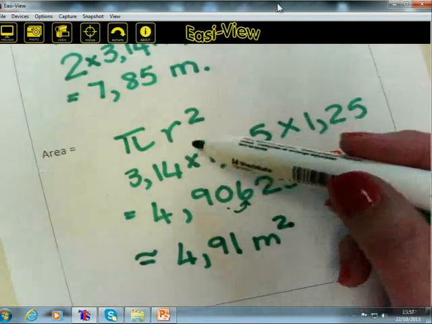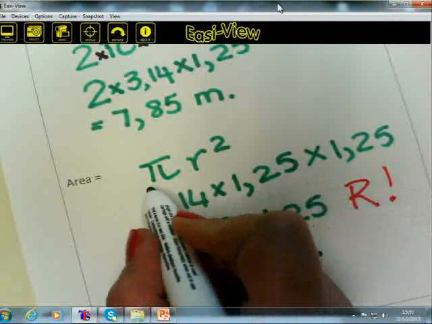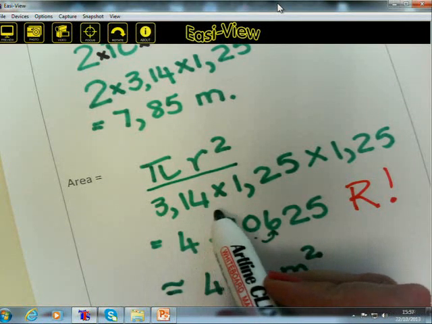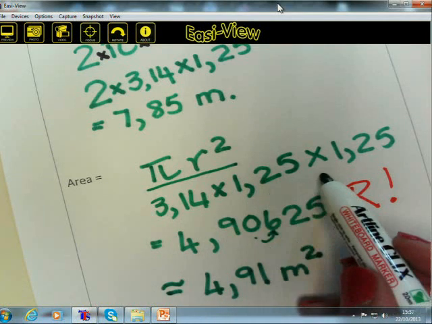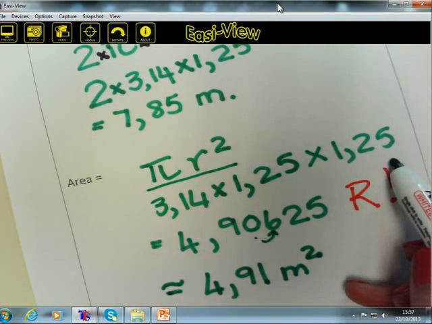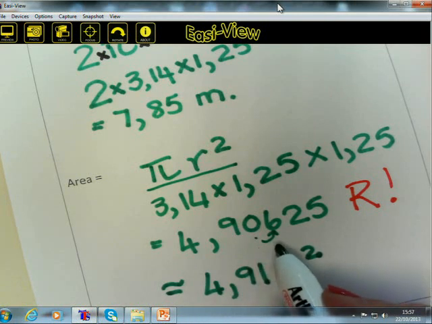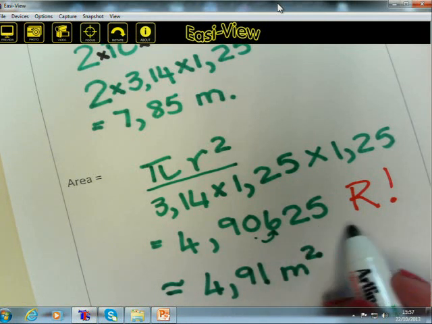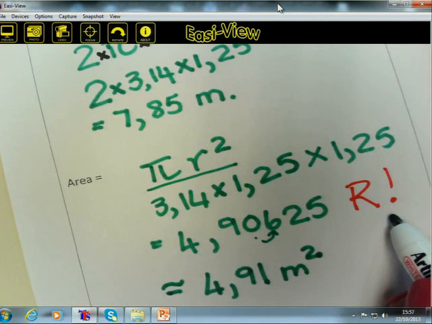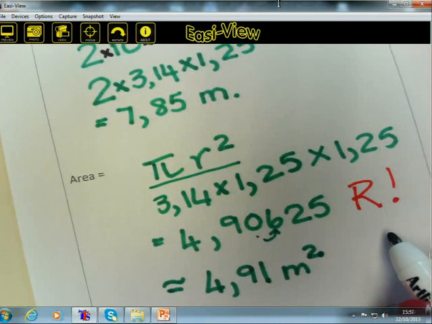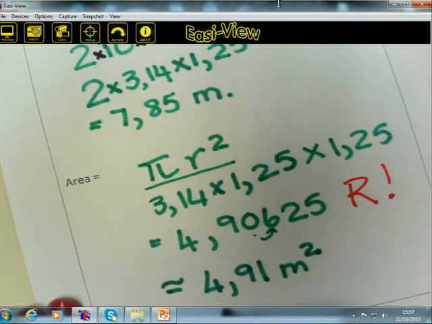Let's repeat this one. We started with a formula, pi radius square, and we said it's 3,14 times 1,25 times 1,25, and the answer was 4,90625. Red light, you must round. And we round to 2 decimals in this case because it was not stated otherwise, and the answer then will be 4,91 meters square.